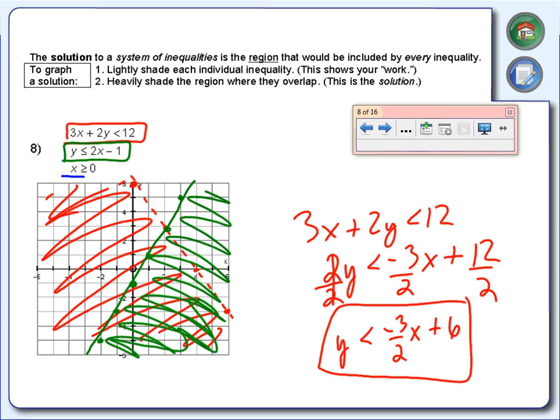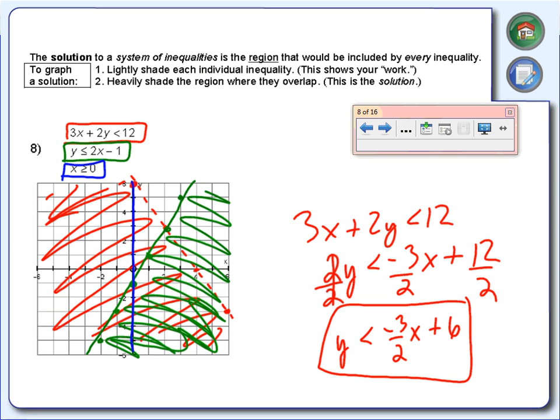The third one we have here is x is greater than or equal to 0. Now this time it's the y that's missing. And when that y is missing, we have an undefined slope. Anybody remember what kind of line we're going to get on this one here? Vertical. It's going to be a vertical line, straight up and down. As a matter of fact, it's going to go right through 0.